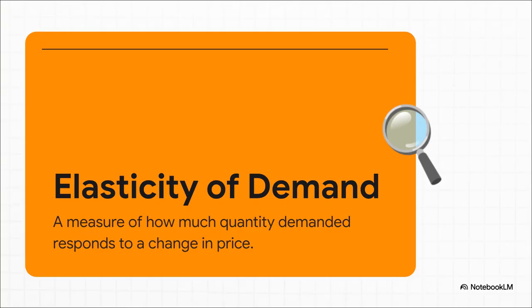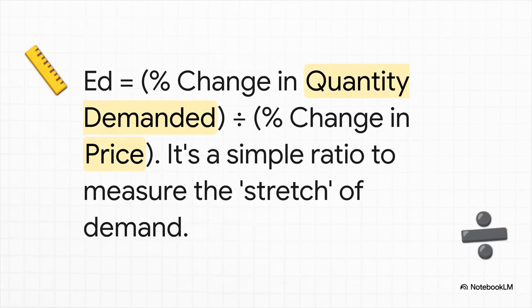All right, here's the official textbook definition, but don't let the fancy language fool you. All it's really asking is, how stretchy is the demand for this thing? It's that simple. If a tiny price change causes a huge change in how much people are buying, we say the demand is elastic. But if the price can swing wildly and people's buying habits barely even shift, well, then it's inelastic.